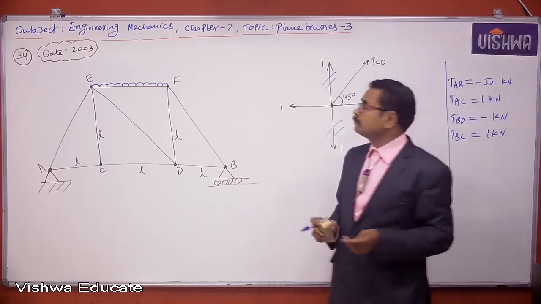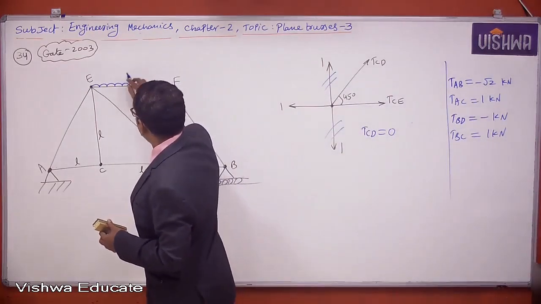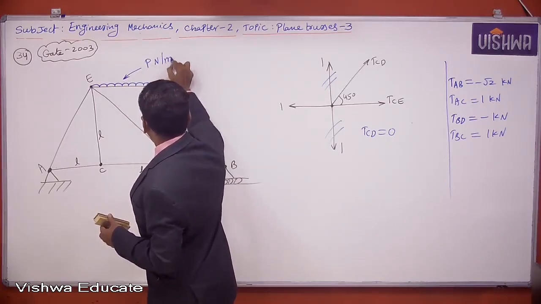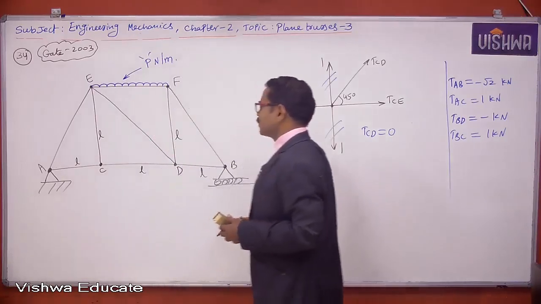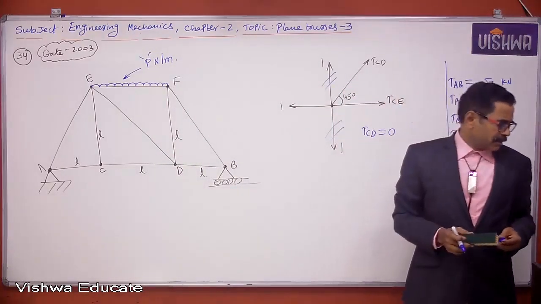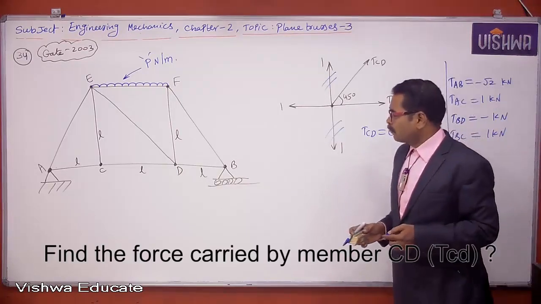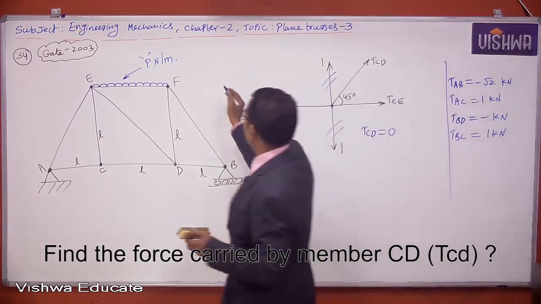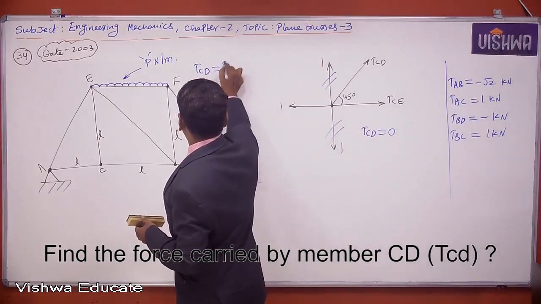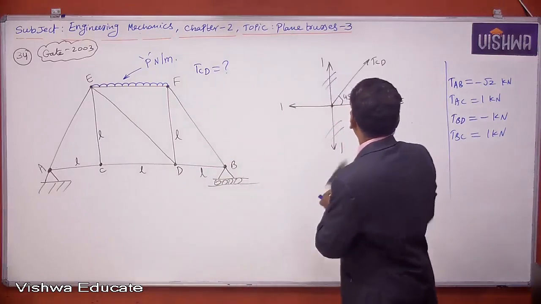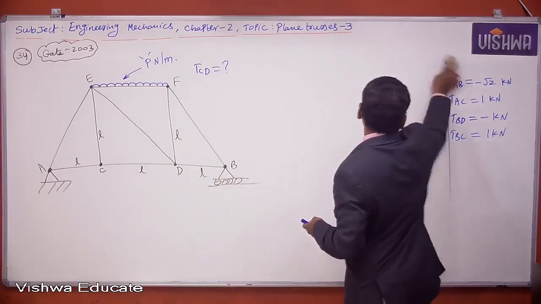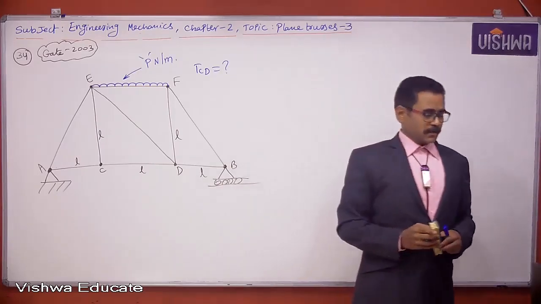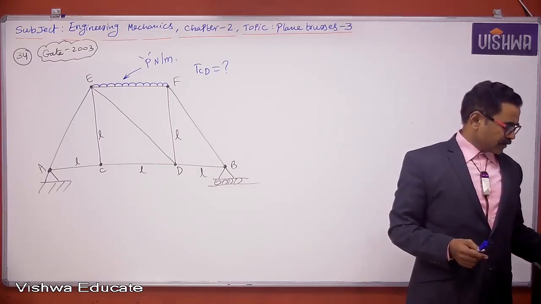So this is P Newton per meter, right? This UDL is P Newton per meter. So what is the force in member CD? The question is, what is TCD? You have to find it. So just copy it. This is a previous GATE question.